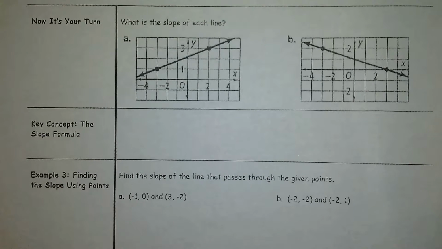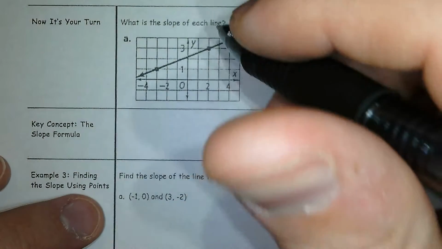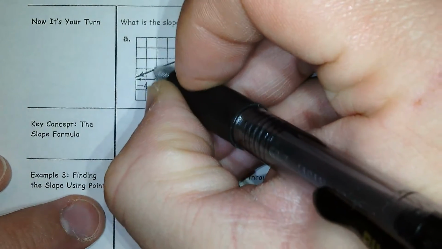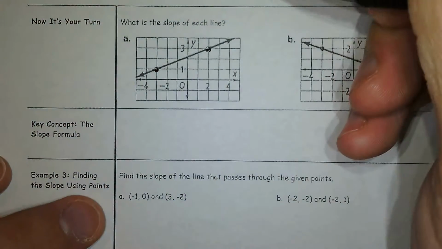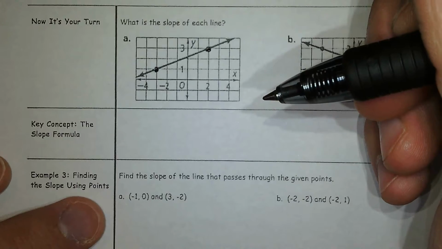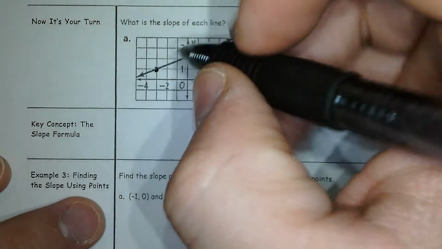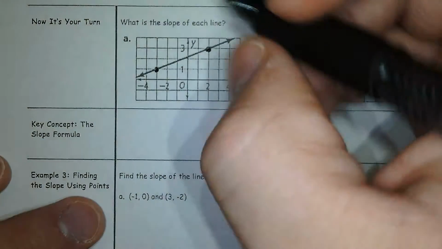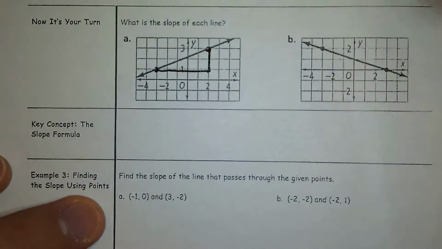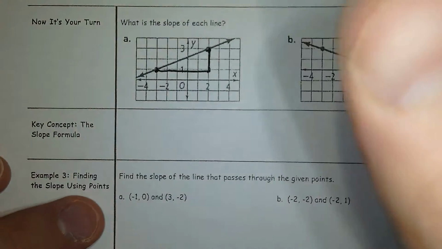Okay. So again, first thing I want to do is find 2 points on the graph. Well, they already gave us 2 points, one right here and one right here. Then we're going to draw my triangle. Now this time, I'm going to do something a little different. I'm going to draw my triangle this way. Now we're still going to use rise over run.